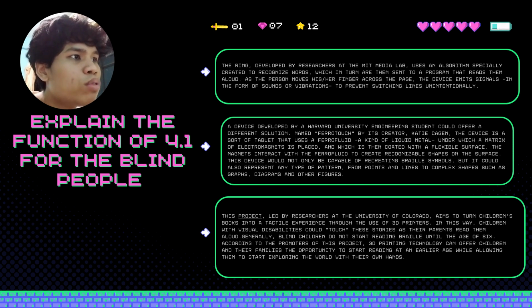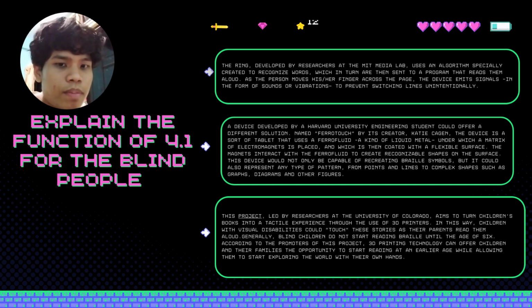Generally, blind people do not start reading Braille until the age of 6. According to the promoters of this project, 3D printing technology can offer children and their families the opportunity to start reading at an early age, while allowing them to start exploring the world with their own hands.